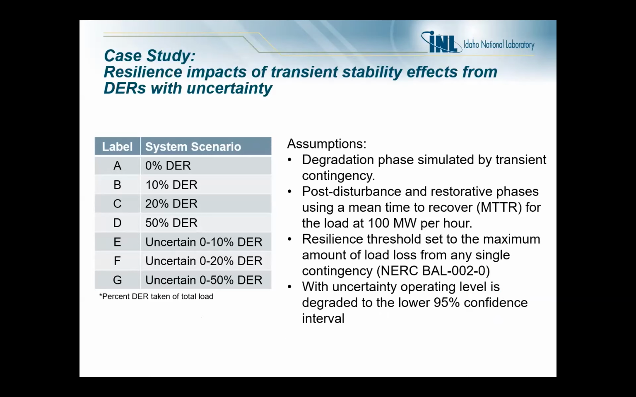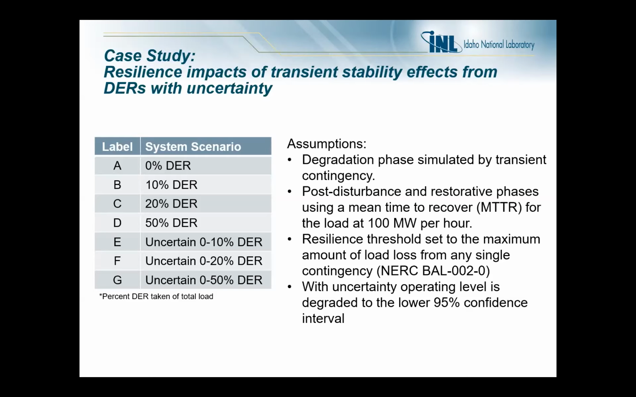For this case study, we looked at several different scenarios for the system. We had the baseline system without any distributed energy resources, 0 DERs, which was labeled A. Then we increased the amount of DERs in the system from 10% to 50%. This percent is in reference to the amount of load at each load bus. So the amount of DERs at each load bus was scaled to the amount of load at each individual bus.